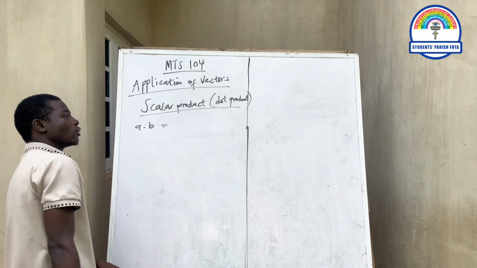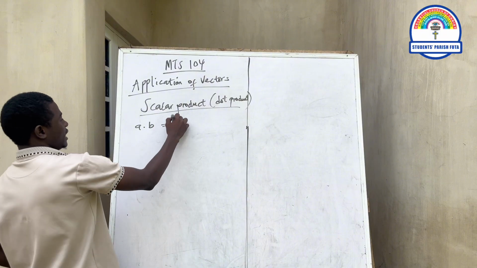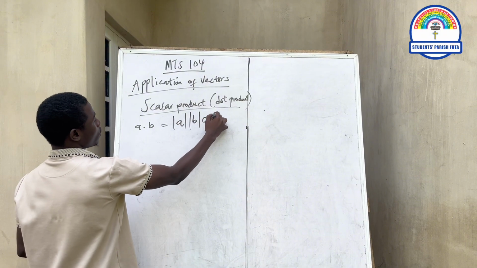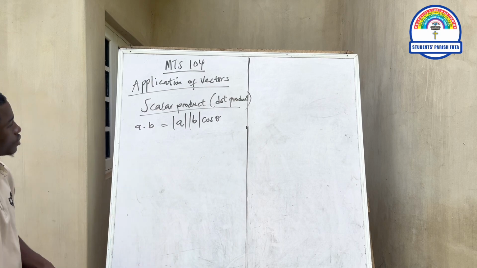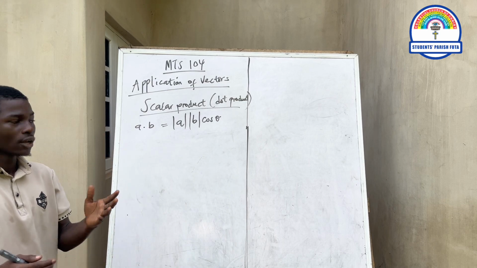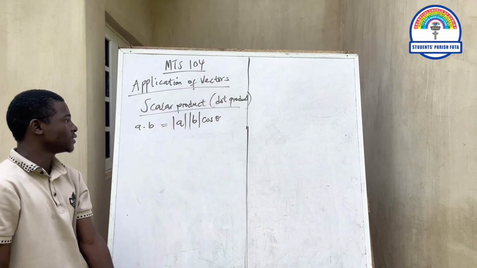There is a rule in vectors that when you have a dot product, A dot B, it is equal to the modulus of A times the modulus of B times cos theta. I remember we discussed the modulus of a vector, or the magnitude of a vector, as the square root of the sum of the squares of its i, j, k components. So A dot B equals modulus A, modulus B, cos theta.